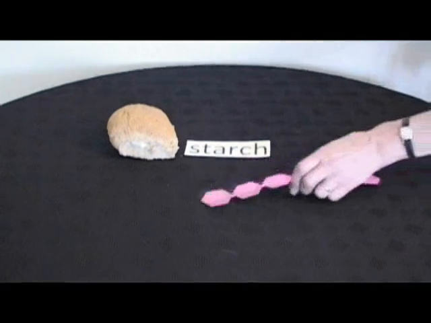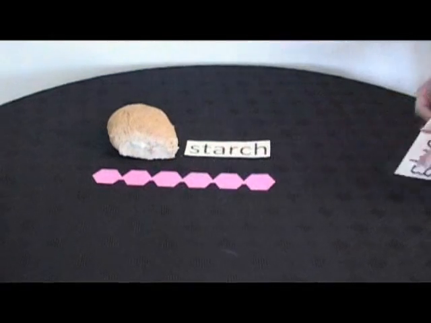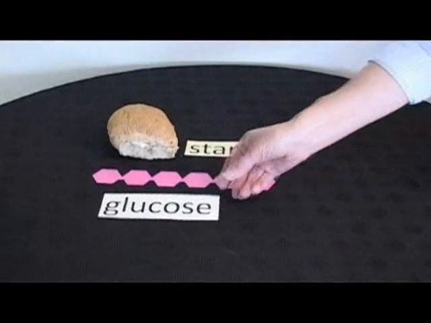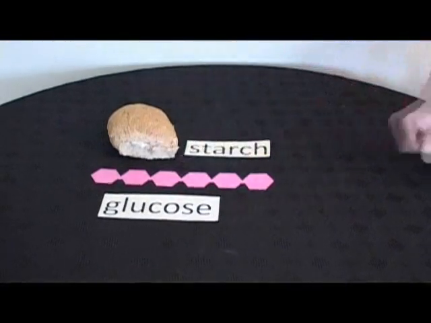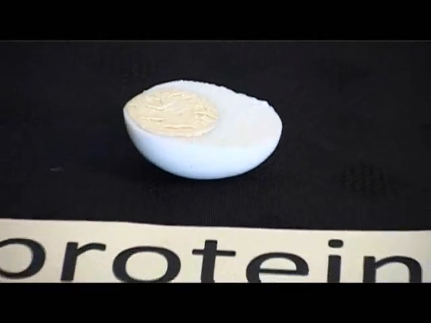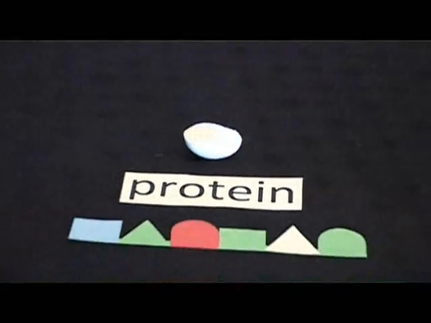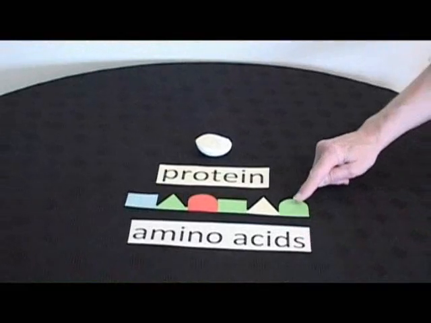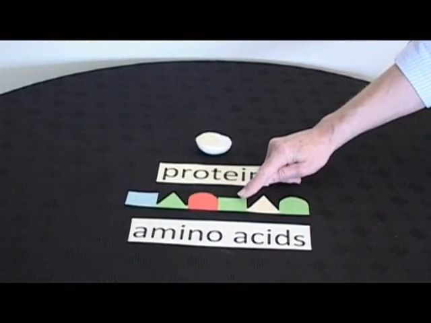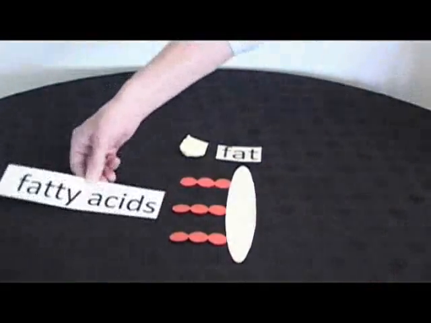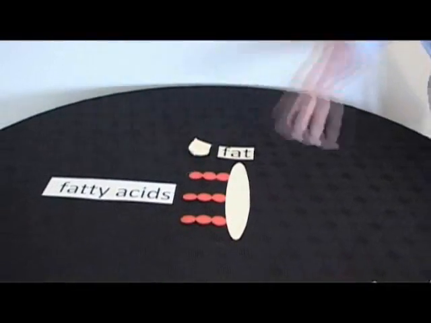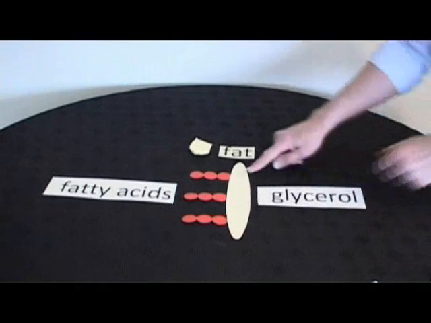How does digestion happen? The food we eat is made up of large molecules. A molecule of starch is a chain of glucose molecules. A molecule of protein is a chain of different amino acid molecules. A molecule of fat is made up of smaller fatty acids and glycerol molecules.